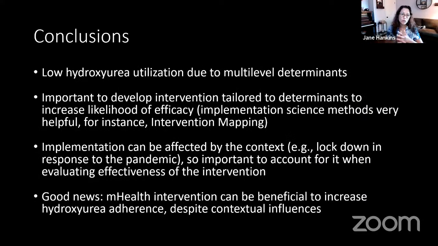So in conclusion, low hydroxyurea utilization happens due to multiple level determinants, and it's important to develop interventions that are tailored to those determinants.